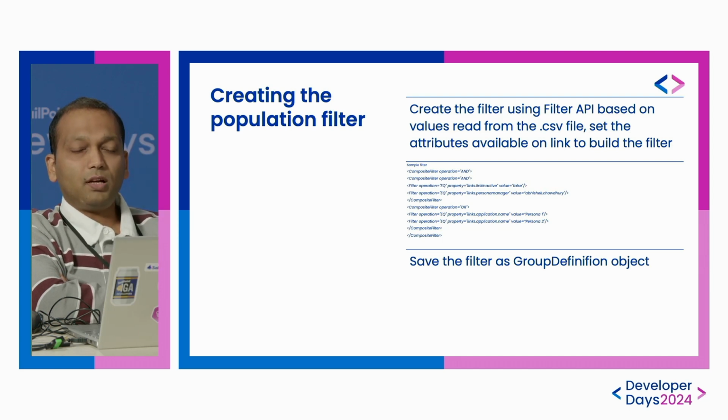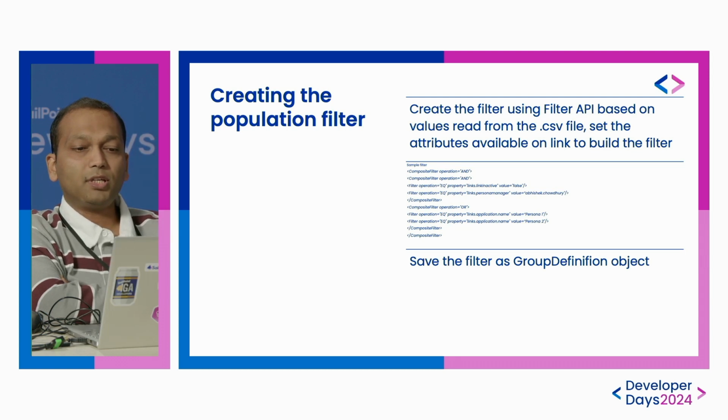The third component of this solution is creating the population filter. So we have defined the CSV file, we have an input available in the CSV file, we have defined a certification template. Now we need to create the populations for which the certification should be launched. Population in SailPoint is called a group definition object, which is basically a query which runs when it is executed in SailPoint. So it doesn't store any data, it's just a filter string, and it queries SailPoint identities based on the filter string.